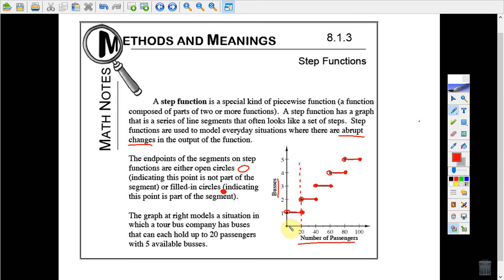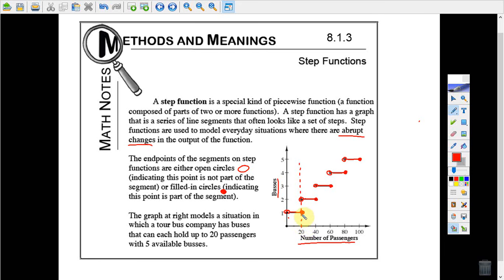So if we go to 1, we go up here, we get to 1 bus. If we have 10 passengers, we still just need 1 bus. If we have 19 passengers, we need 1 bus. If we have 20 passengers, we need 1 bus. Now we've completely filled that bus. So if we have 21 passengers, we're going to need 2 buses. So we jump from needing 1 bus to needing 2 buses when we go from 20 to 21 passengers.